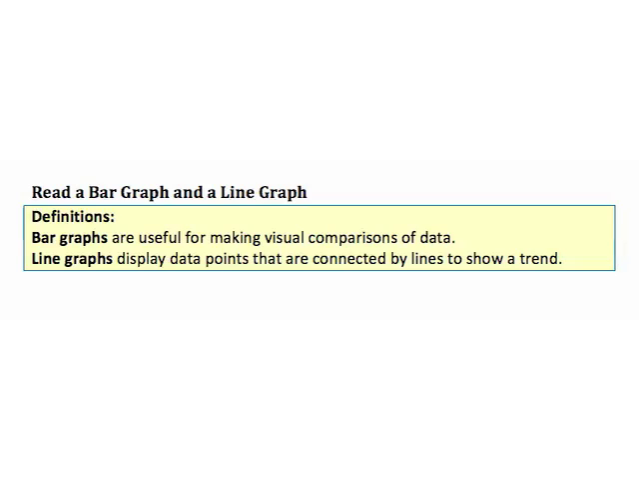Line graphs display data points that are connected by lines and show a trend. So we usually use line graphs to show a trend over time. So when something's happening over time and we want somebody to see what trends are happening, we usually use a line graph to display that data set.